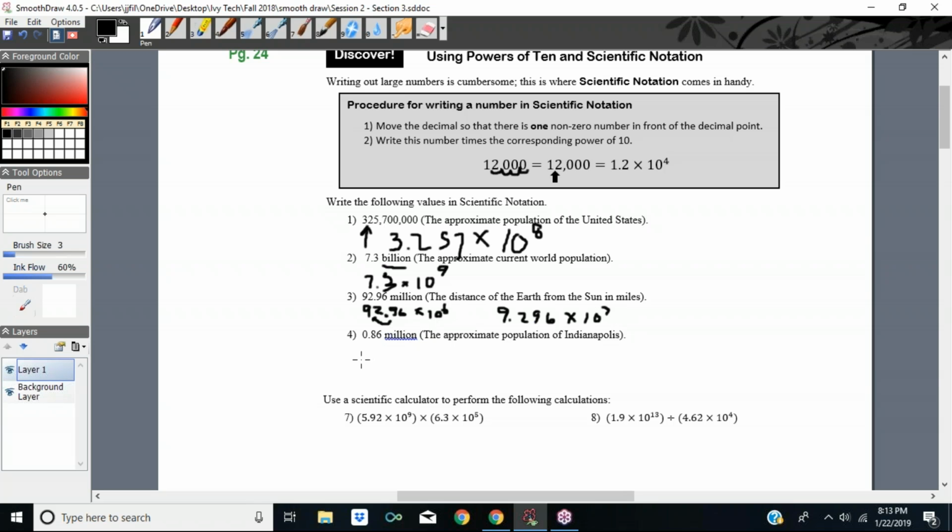So number 4, 0.86 million, so I'm going to try this one the same way. So 0.86 million again is 10 to the 6th. And there is a problem, and some of you have identified it. We have to move the decimal to the right one to get there to be one non-zero digit. And remember, when we move the decimal to the right, we subtract 1 from the exponent, and since it's already a 6, we're going to make it a 5.